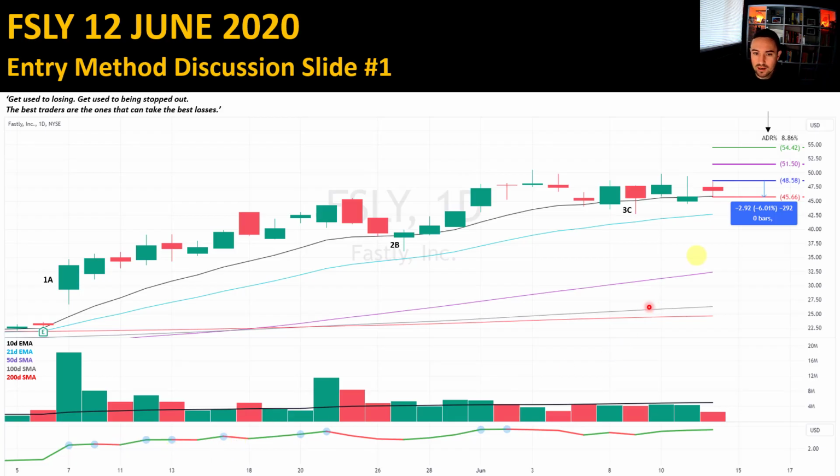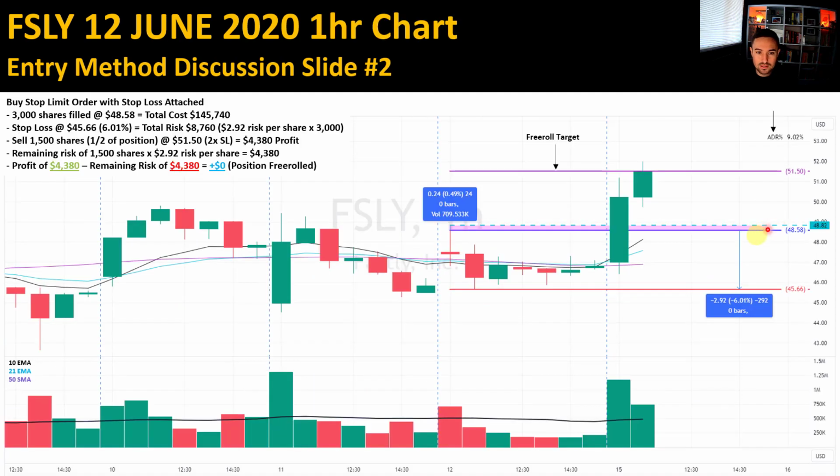Are there 52-week highs? Then you get this tight inside bar sitting on the 10, high ADR of 8.86%, initial risk through the high, stop underneath the low around about 6%. So again here, using a buy stop limit order, this is how the trade would be planned out. You could be using half, you could be using a third.